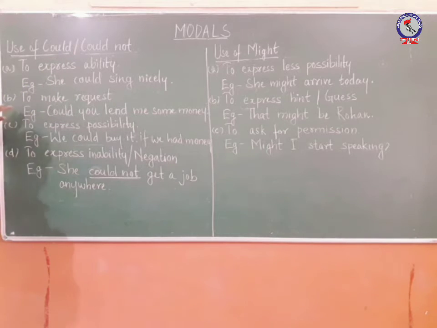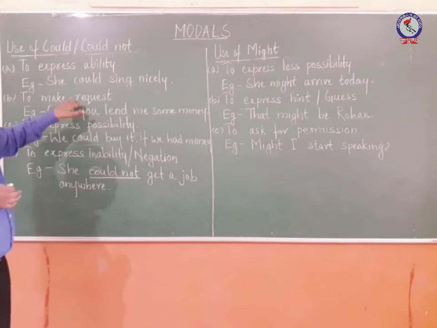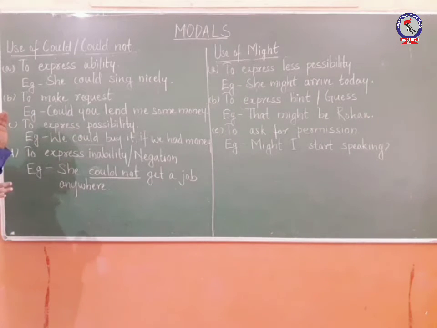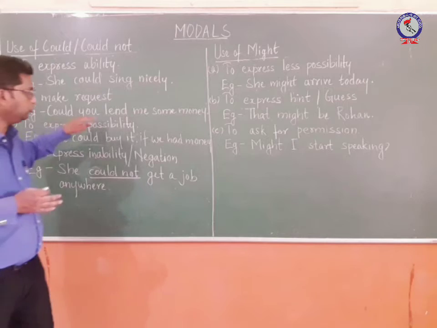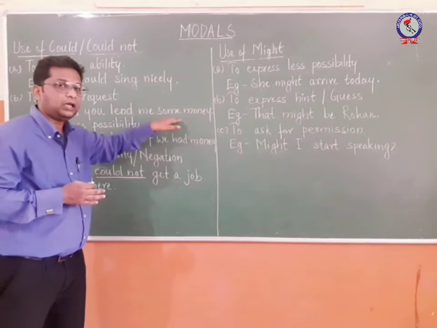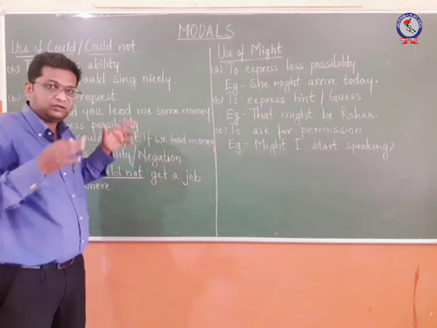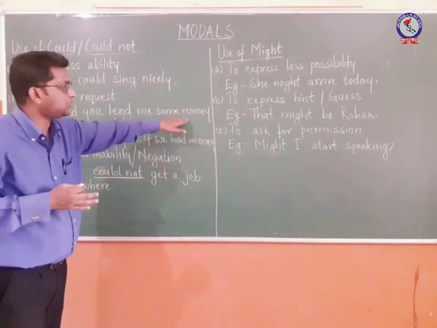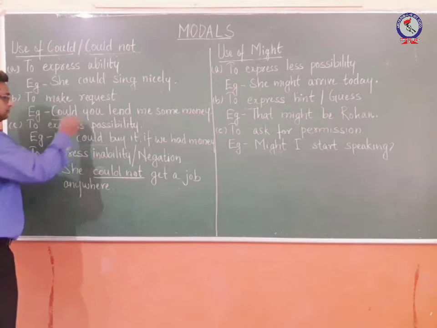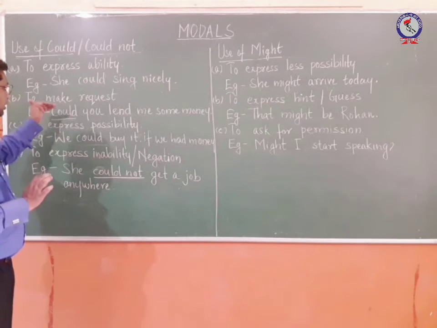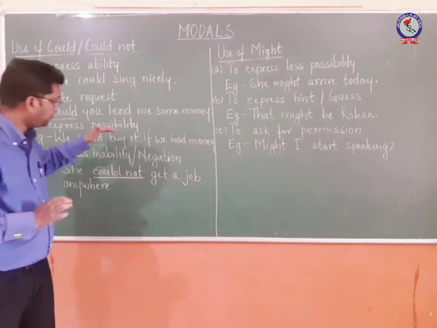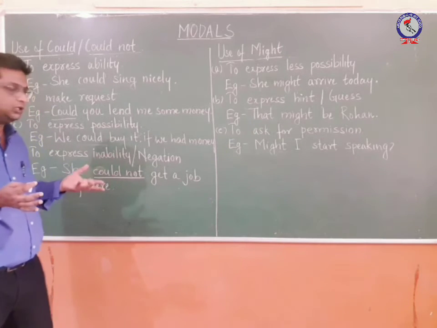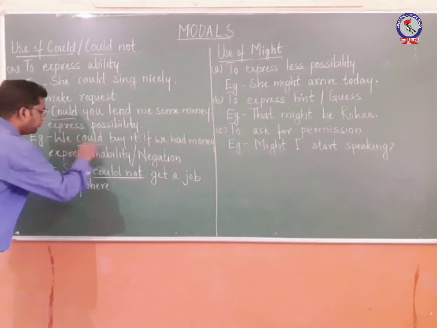Now second, to make a request. If we are making any kind of request, we can use could. Could you lend me some money? That means, could you give me some money? This is a request, the request of obtaining some money. So this is the use of could in a request. To express possibility. If we are expressing any kind of possibility, then we can make use of could.